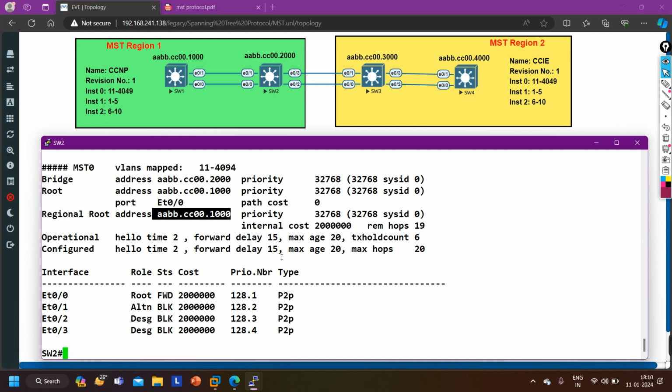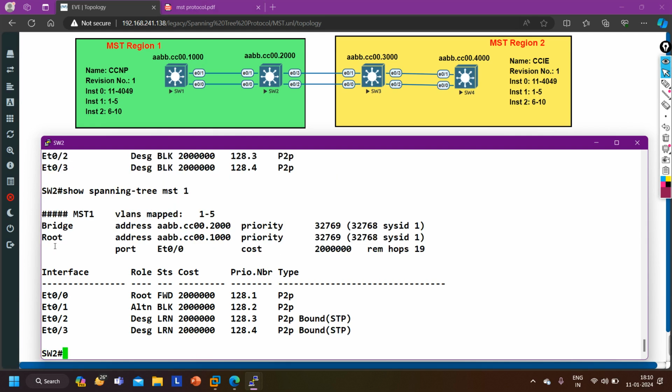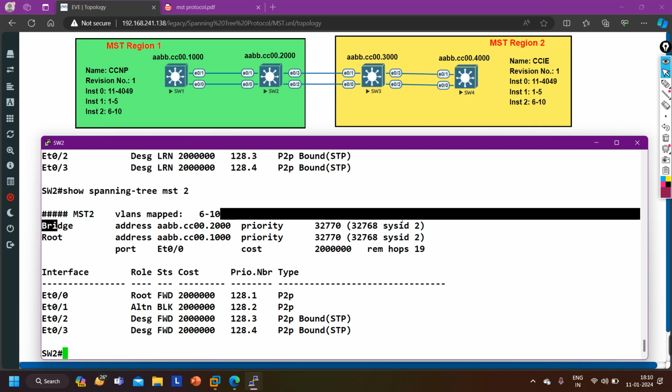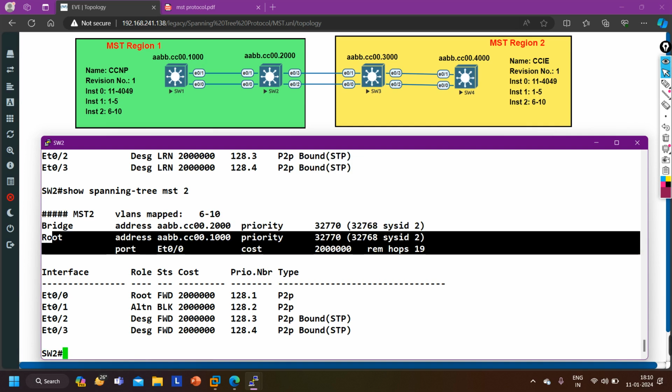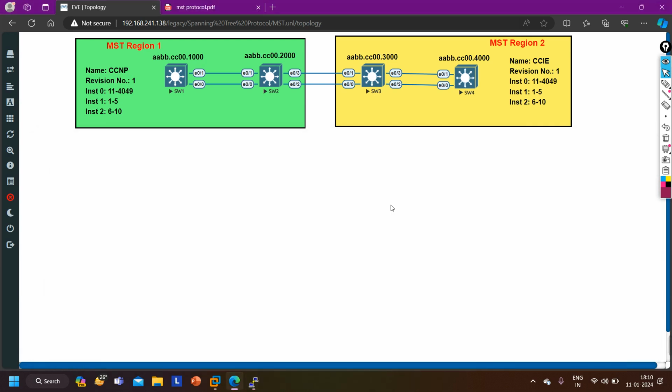And now for the rest of the instances, MST instance 1 also, you can see the root bridge is switch number 1. For MST instance 2 also, switch 1 is my root bridge. Fine. This is bridge information, right? And this is root bridge information. Fine. Now I am going to configure switch number 3.